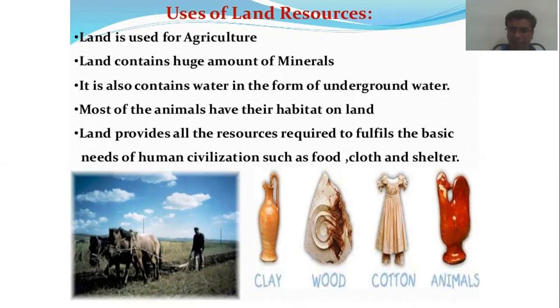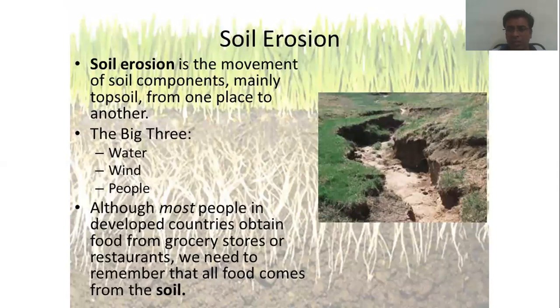minerals, everything it provides. So we need to protect this land, because the major impact on the land is in two ways, and these are two natural processes. One is soil erosion, and the second one is landslides. Soil erosion is the movement of soil components.